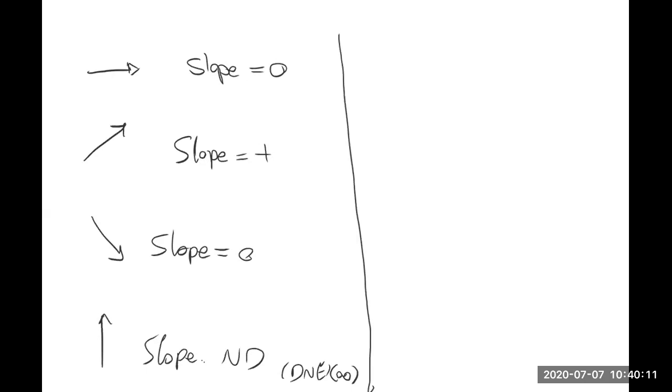We have all these different vectors. Now we are assigning two things to a vector: length and slope. Now there's one more thing we want to talk about, and that's the addition of vectors.